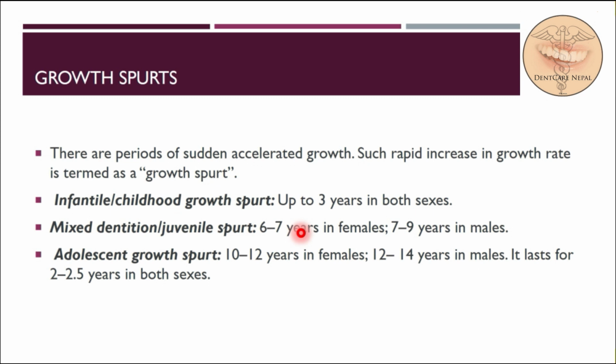At some ages, sudden accelerated growth is noted, and basically there are three growth spurts: infantile, mixed dentition growth spurt, and adolescent growth spurt. In both sexes, up to 3 years, the infantile growth spurt is noted. The mixed dentition growth spurt occurs 1 to 2 years earlier in females, at 6 to 7 years in females and 7 to 9 years in males, whereas the adolescent growth spurt occurs at 10 to 12 years in females and 12 to 14 years in males, and it lasts for 2 to 2.5 years in both sexes.